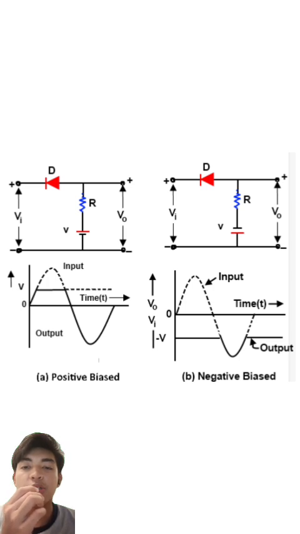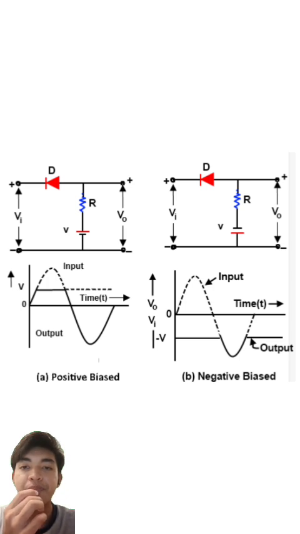Okay, so how does a clipper work? Okay, I will explain. A clipper uses a diode, often combined with a resistor and sometimes a voltage source, to block part of the signal that goes above or below a certain voltage level. When the input signal reaches that level, the diode becomes forward biased and conducts, shorting the signal to ground or another reference point. This prevents that part of the signal from appearing at the output.